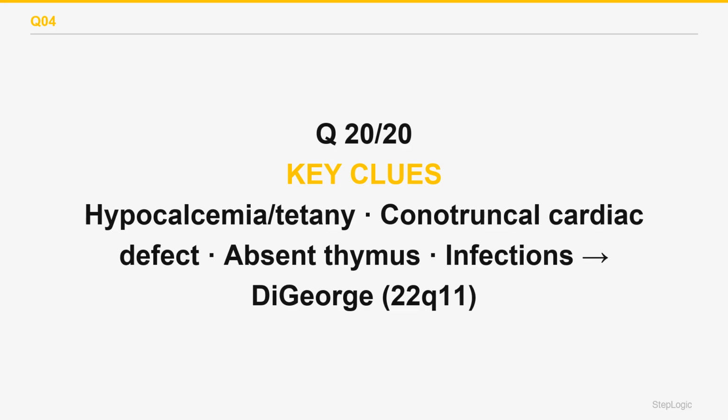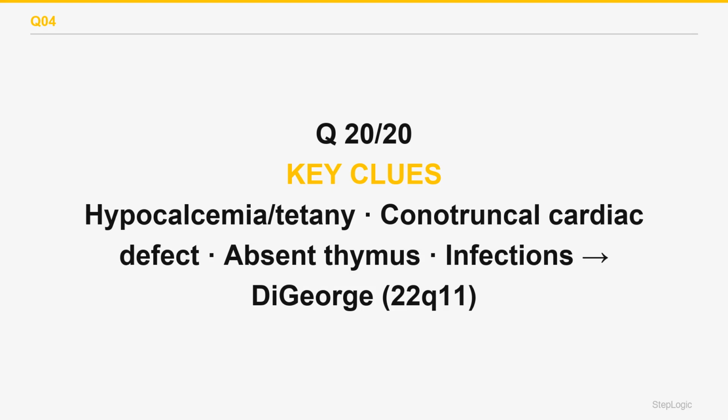DiGeorge syndrome results from a microdeletion at chromosome 22q11.2, causing failure of development of the third and fourth pharyngeal pouches. These pouches give rise to the thymus and the parathyroid glands. Failure produces the classic triad.